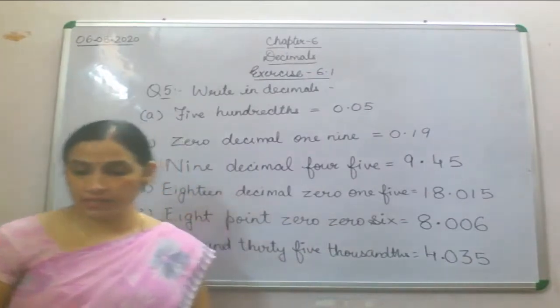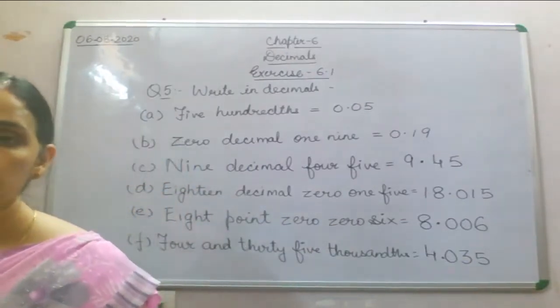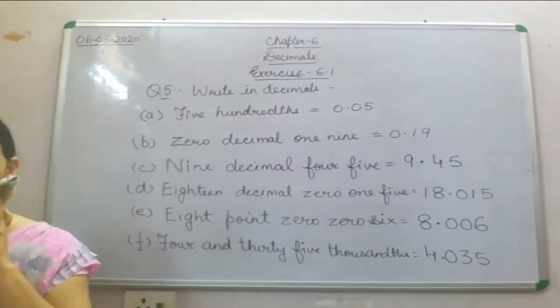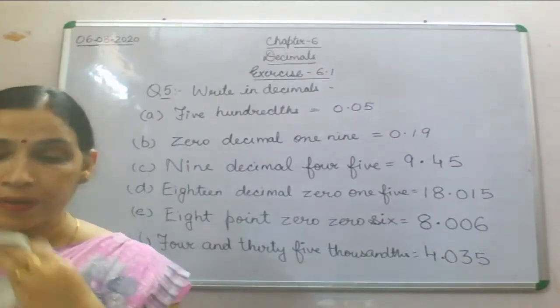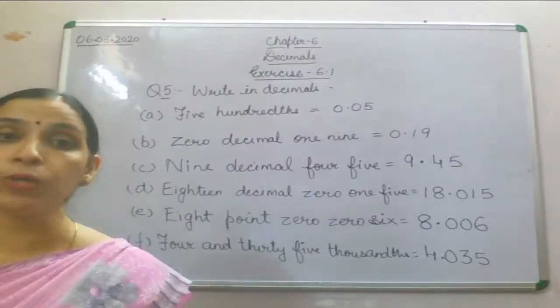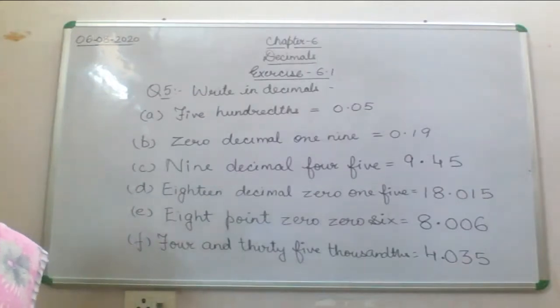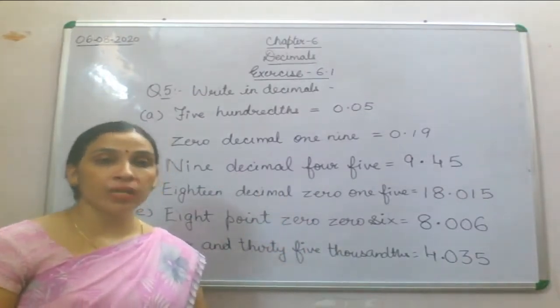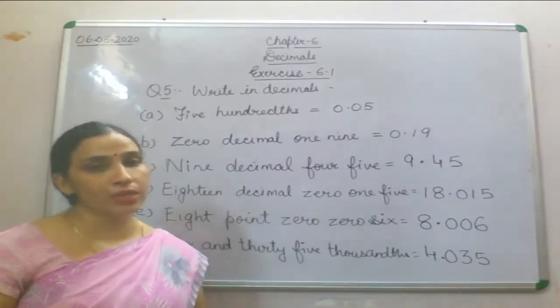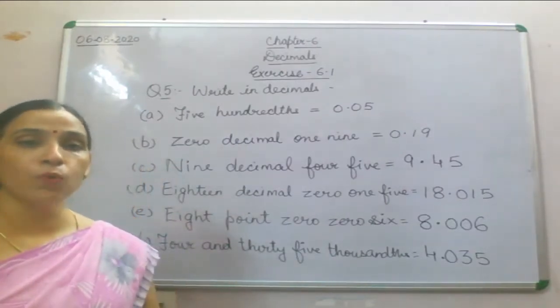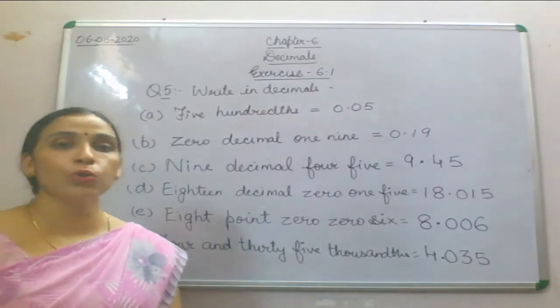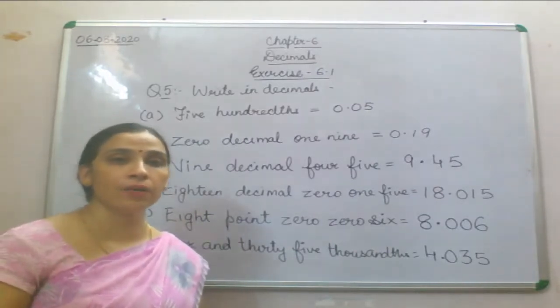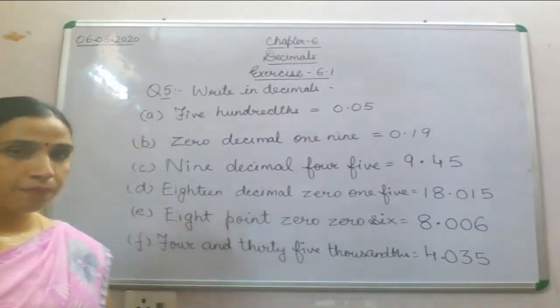So that is the representation of 4 and 35,000. Children, we have seen different place values of decimal and how to write a number which is given in words in decimal. Let us revise this question 5 once again, and then we will move to our next question, how to represent a decimal number using an abacus.